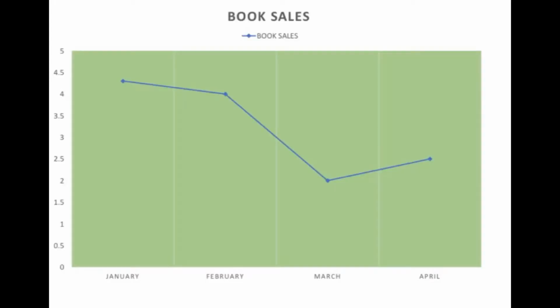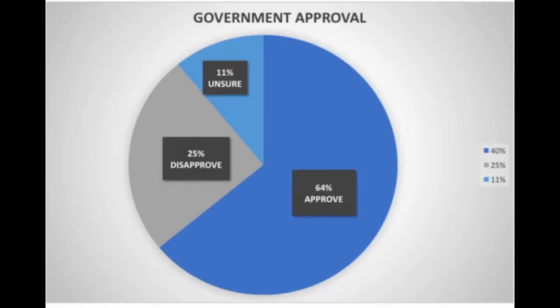Then we're going to look at a line graph. And a line graph usually shows us differences in trends over a period of time, and usually with less drastic changes. Like this line graph, which shows us the differences in book sales from month to month. And then this is our pie chart that shows us how something is divided. This pie chart shows us how many people approve, disapprove, or are unsure about their government.